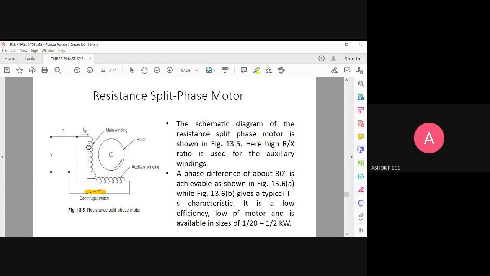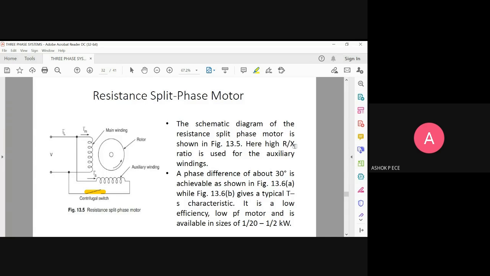Very simple. Okay. And in these motors, in these windings, whatever you have considered, the resistance value will be very, very high. That's why it is called a resistance split motor. See here, a high R by X ratio is used. R by X means resistance to reactance ratio should be very, very high. Or I can say resistance is very, very large compared to reactance.